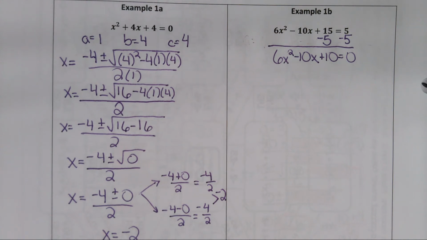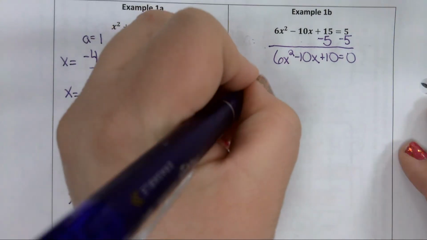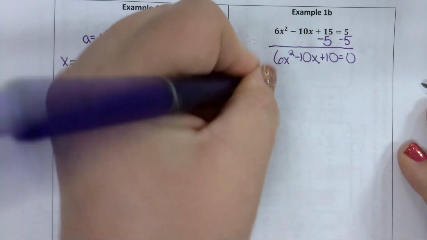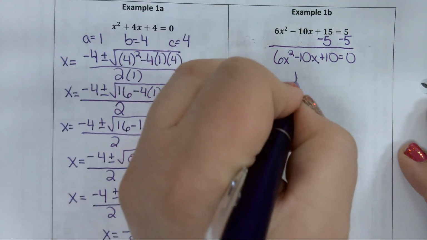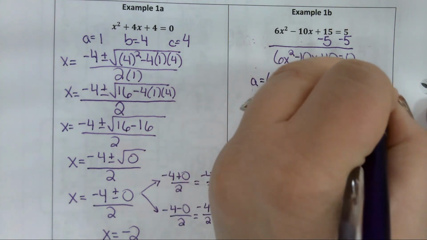And I don't want you to get the wrong idea and just assume that every time your B and your C are the same number, I'm going to have one of these special cases. You still got to work it through to the end, even if it's a special case. So A is 6, B is equal to negative 10, and C is equal to positive 10.